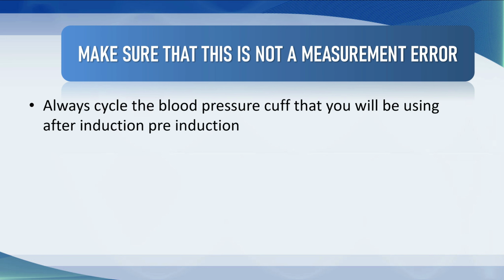The first thing to do is always cycle the blood pressure cuff that you will be using after induction, pre-induction. For example, if a patient comes to the operating room, you might think, oh, it's okay, we've checked the blood pressure on the ward, we know what the patient's blood pressure is.